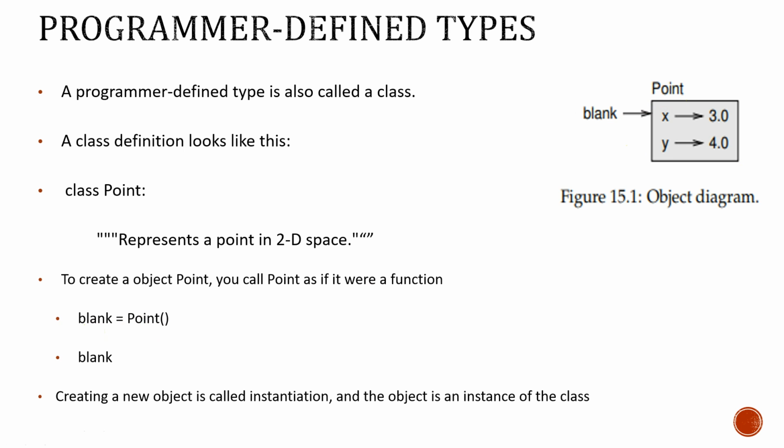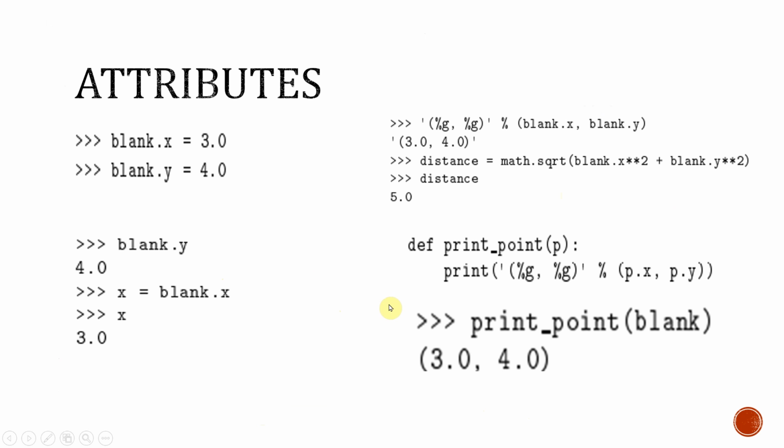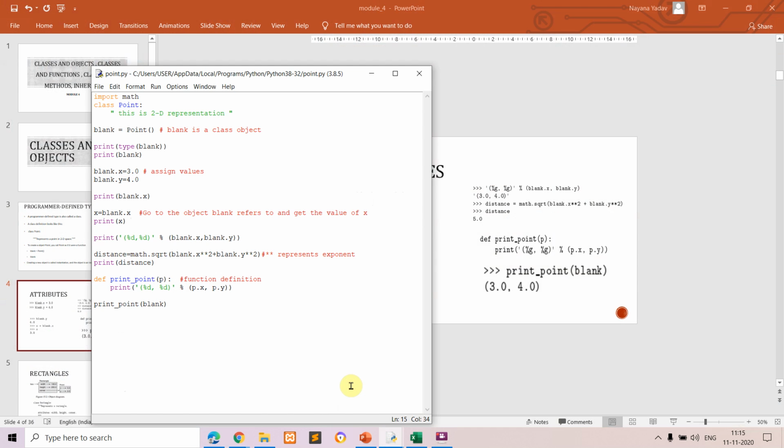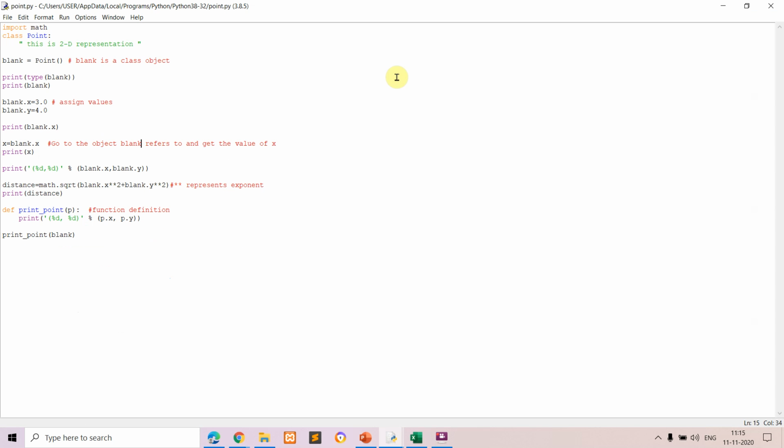The process of creating an object for a class is called instantiation, and the object is the instance of the class. I'll just show you with an example. We'll just see this example.